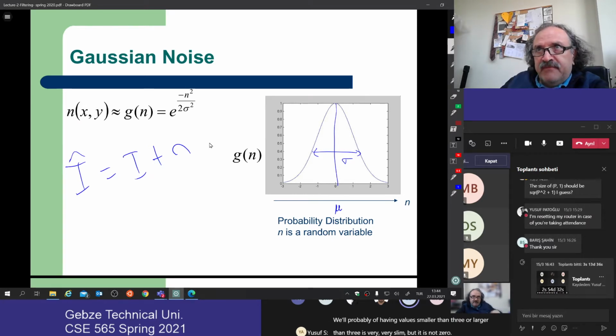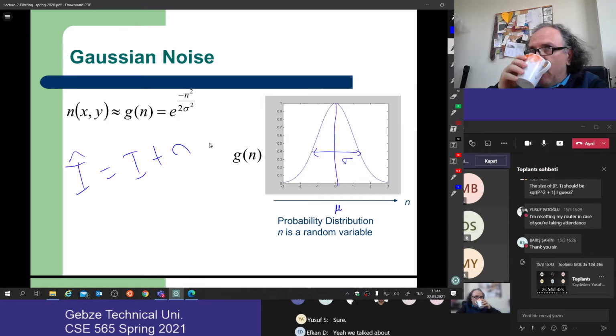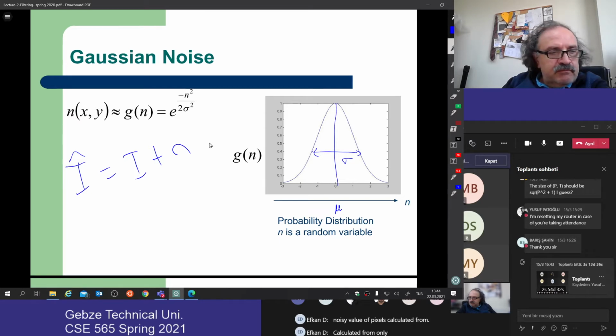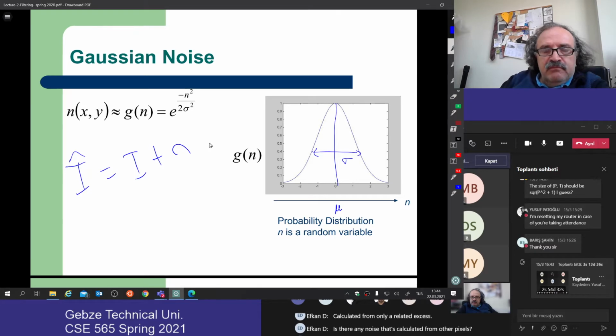I have a question. Sure. We talked about pixel level noise. I mean, the noisy value of a pixel is calculated from only related pixels. Is there any noise that's calculated from other pixels, a combination of other pixels?